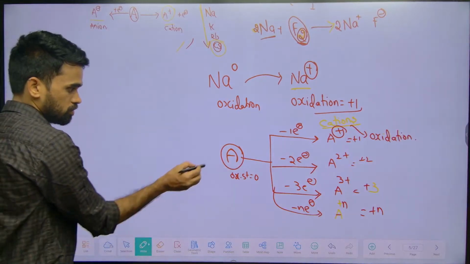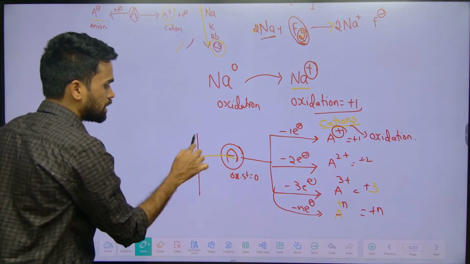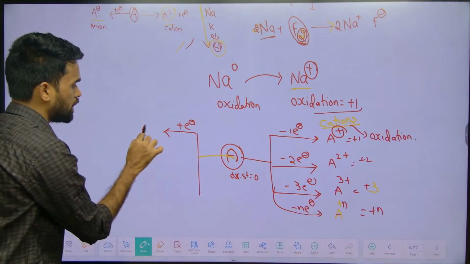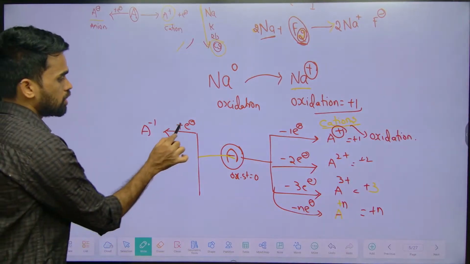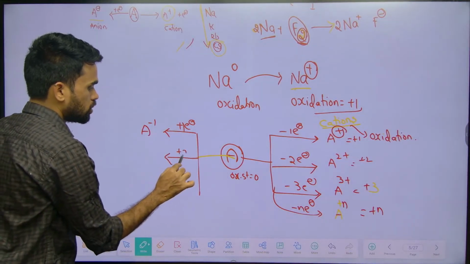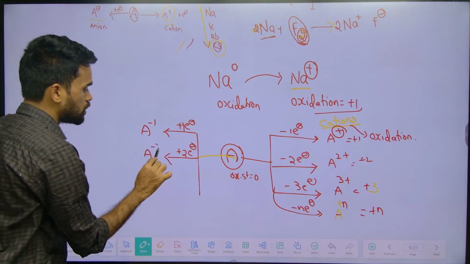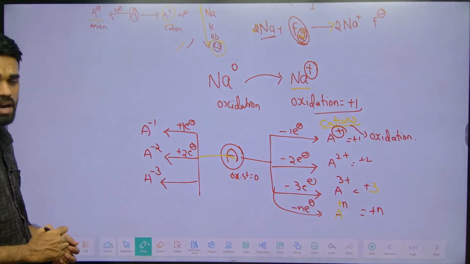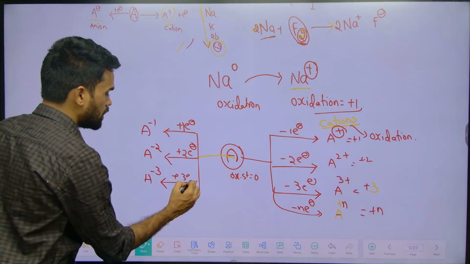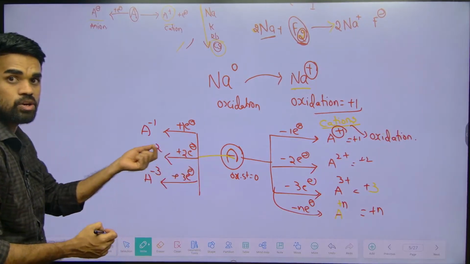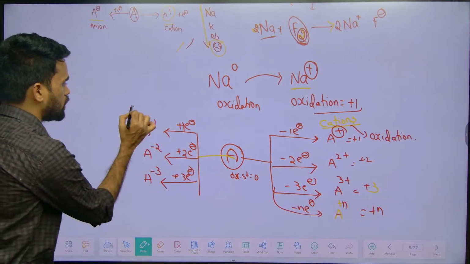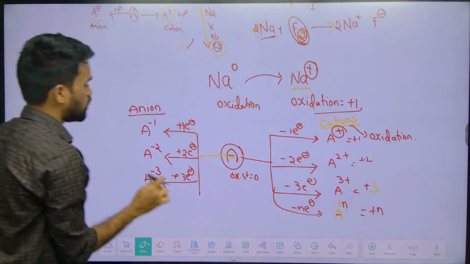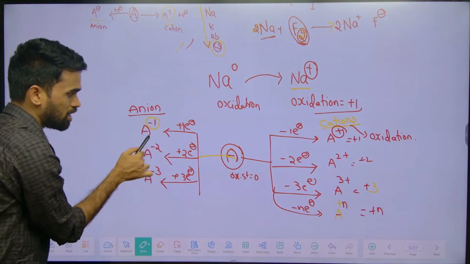Okay. Now here, if the element is gaining electrons, let us say 1 electron is added to this element. Now what happens? It becomes A minus 1. Okay. So I am adding 2 electrons. So it becomes A minus 2. I am adding 3 electrons, A minus 3. Like this if you keep on adding. So now what happens? They are becoming negative charges, right? Now the atom is converting into ionic form. Which ionic form? Anionic form. Okay. Negative charge, anion. Positive charge, cation. So whatever the charge present on these ions is their oxidation state.